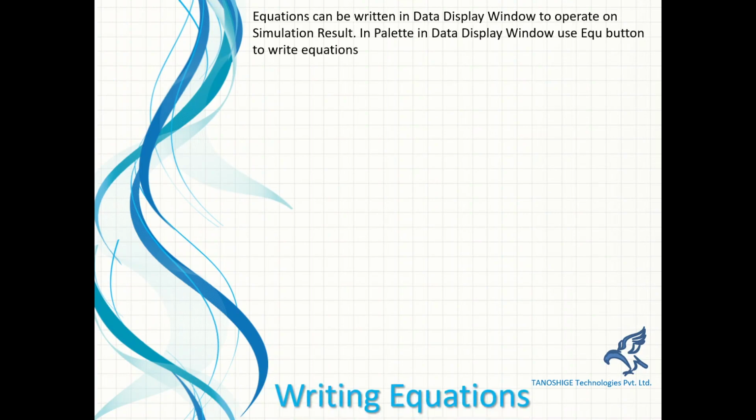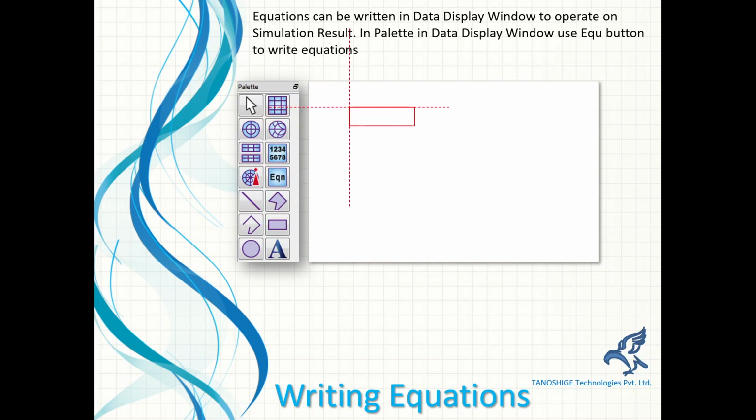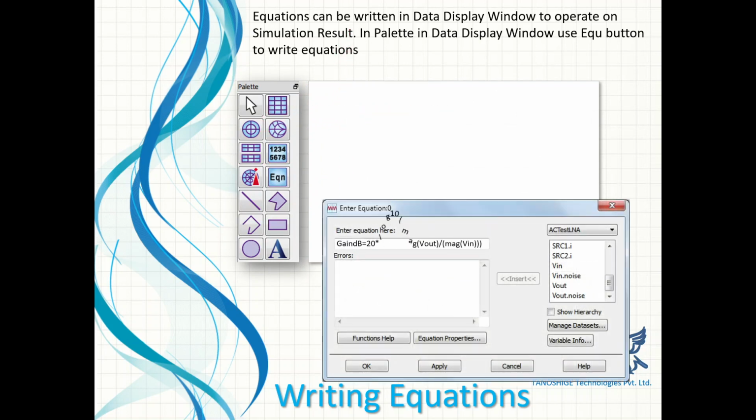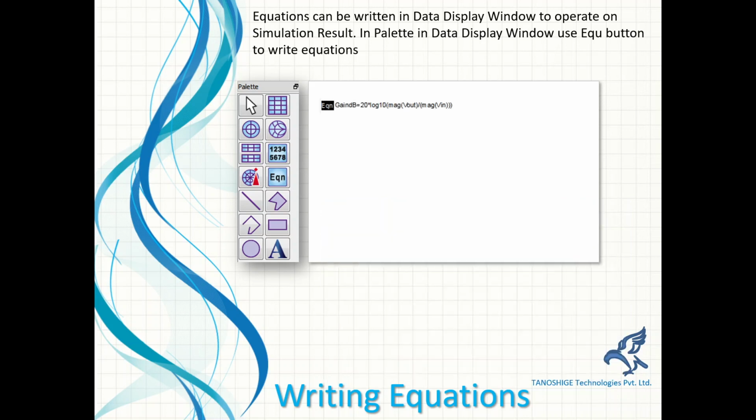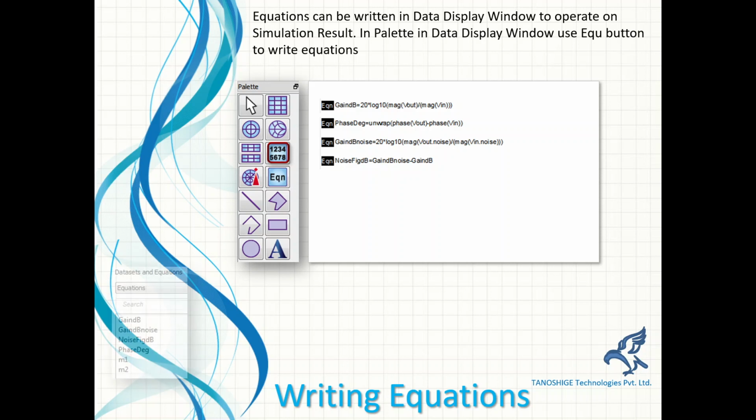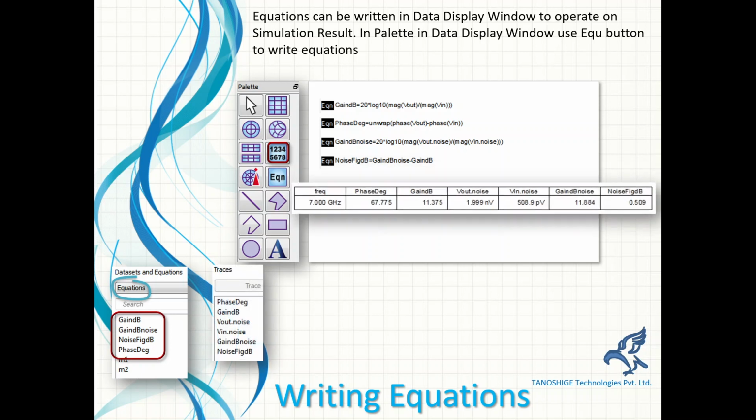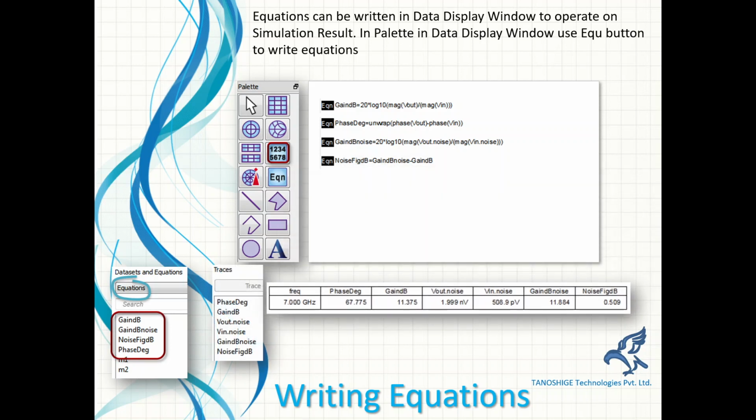Next we can write some equations to look at small signal gain. This will be 20 log10 of the magnitude of Vout divided by the magnitude of Vin. That will be the gain in dB. Then you can also do a phase. Then you can also do a gain offered to the noise, right? And the noise figure would be the gain offered to the noise minus the gain offered to the signal. That's how the noise figure is defined.